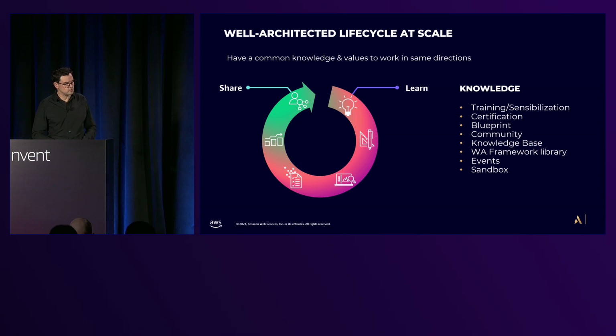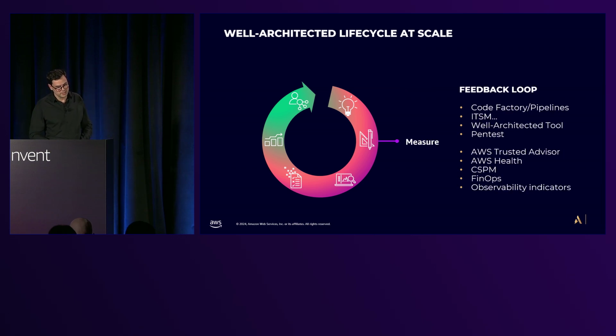Of course, what is really important is the library, but also to make events and give a free space for teams to grow with a sandbox. How to create a good feedback loop?